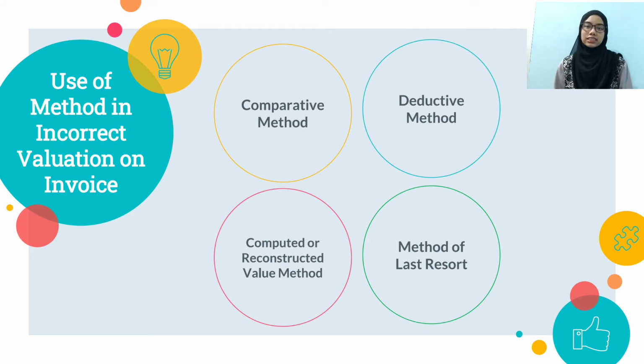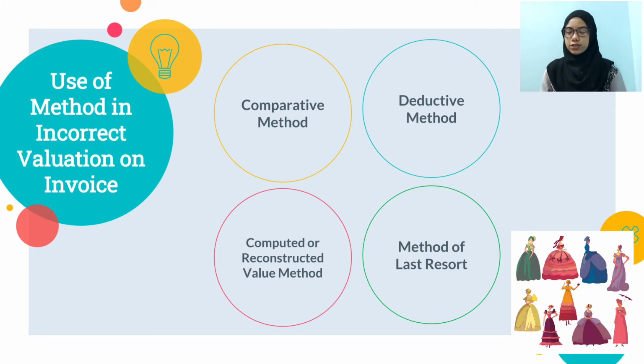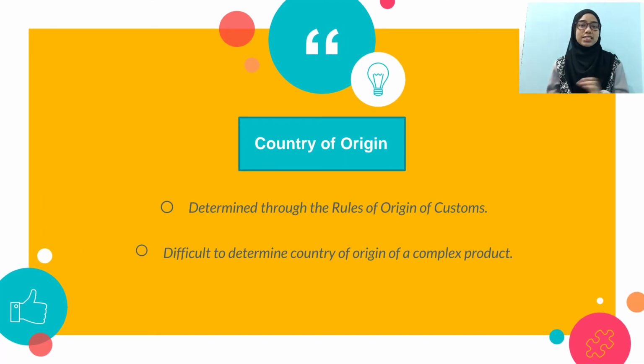Besides that, the deductive method is the price at which identical or similar goods are sold within 90 days of importation. Besides that, the computed or reconstructed value method, which is where the value of goods is determined by computing the manufacturing cost of the goods plus the usual profit and expenses for the company. And last, the method of last resort, where the customs official determines the value in some arbitrary fashion. The last resort method, valuing in an arbitrary fashion, is based on supply and demand, but not on cost of production. So next is about country of origin.